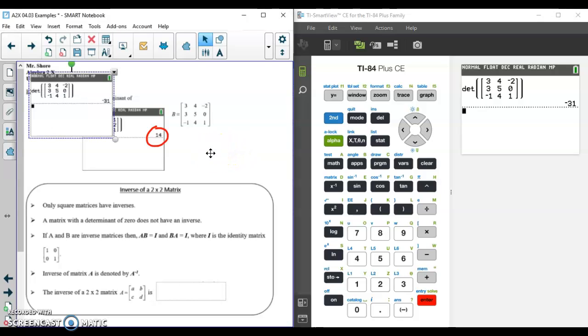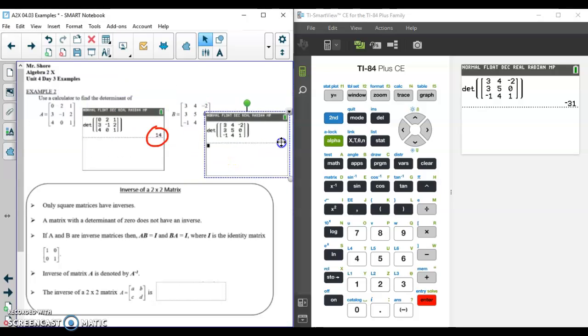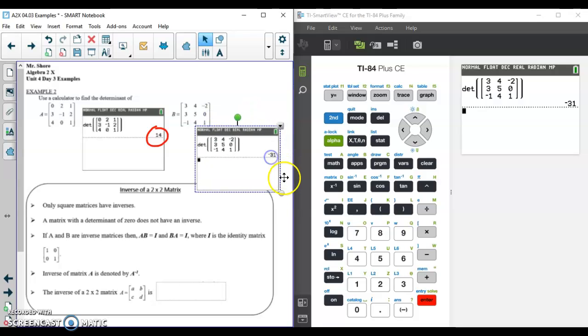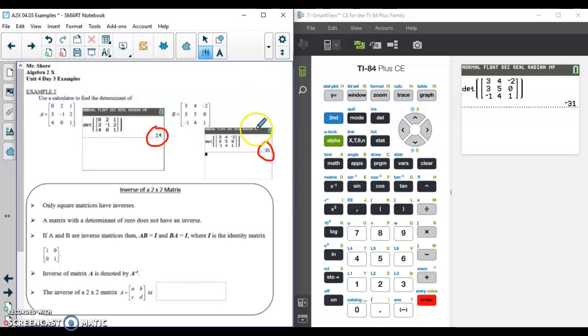So again, we'll paste this over here. Make that a little smaller. So we see our answer here is -31. So that is how we find the determinant using a calculator.